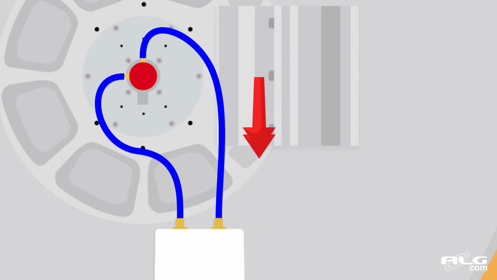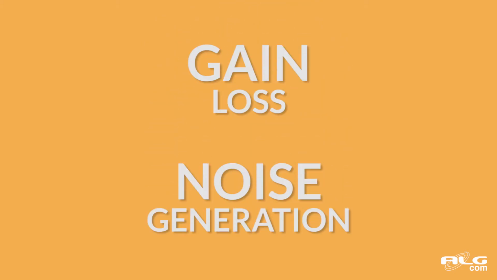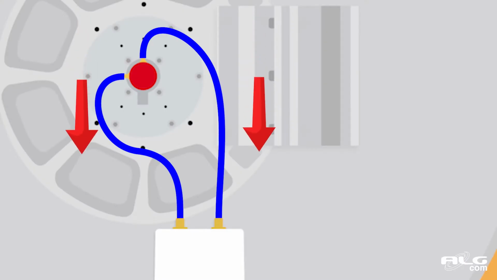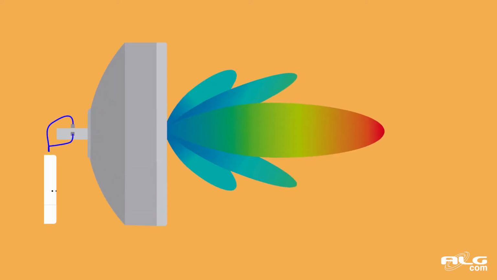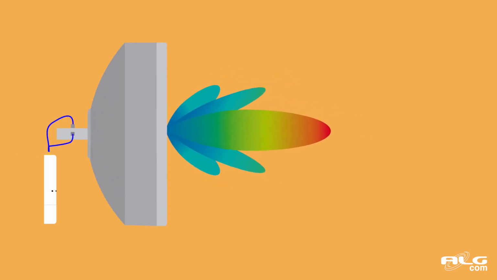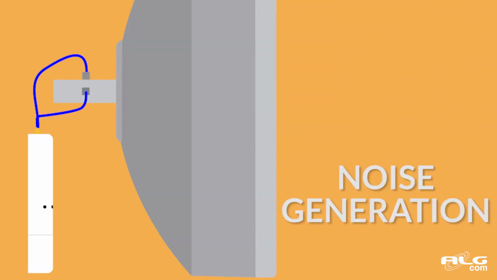If the antenna has a high VSWR, the following problems can appear: gain loss and noise generation. If a large amount of power returns to the radio, the antenna gain decreases and the power that should be received on the other side of the link also drops. The noise generation occurs because the power that returns to the radio is seen as noise by itself.